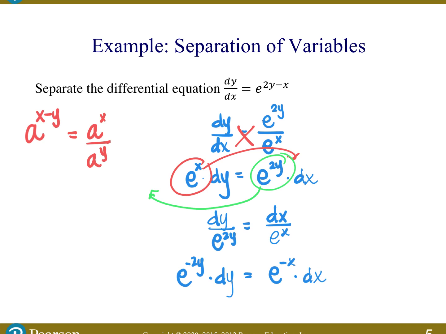Could you also have it be, when you switch them around, e to the x over dx equals e to the 2y over dy? You could, but then somehow you're going to have to get your dx and your dy in the numerator. They do need to be. The calculus doesn't work unless they're in the numerator.